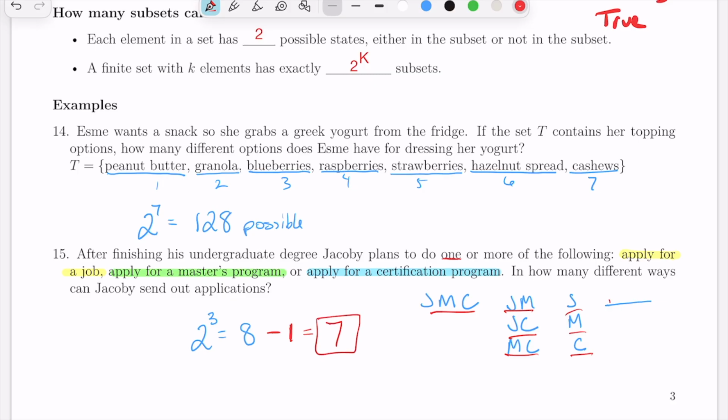So that means that this one is not an option. Maybe he has a parent at home who said, you have to do at least one of these. So he can't choose to not apply to anything in this scenario. Okay. So notice the difference between our number 14, where Esme could choose to not put any toppings on, and in number 15, it says Jacoby is definitely going to do at least one or more. Because of that, the choice where he does none of them is not an option. And that's why there's actually going to be 7 instead of 8.